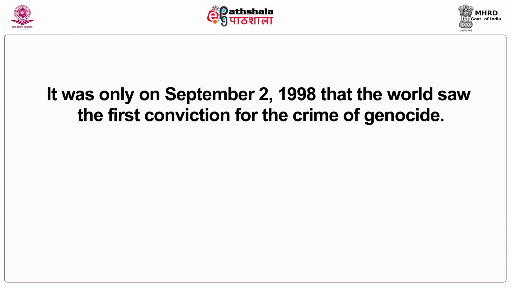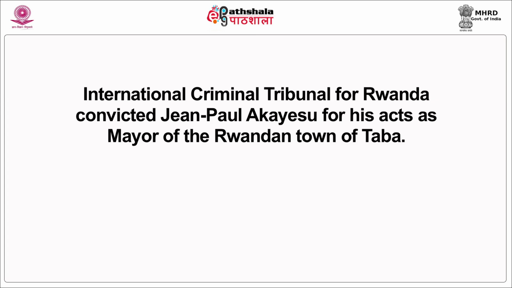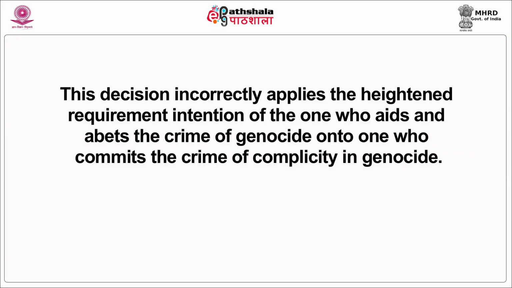It was only on September 2nd, 1998 that the world saw the first conviction for the crime of genocide. The International Criminal Tribunal for Rwanda convicted Jean-Paul Akayesu for his acts as mayor of the Rwandan town of Taba. However, recent decisions of both the tribunals, the ICTR and the ICTY, have understandably, but perhaps erroneously, determined that complicity in genocide is merely a form of liability for the crime of genocide and not a crime in and of itself. These decisions incorrectly apply the heightened requirement of intention of the one who aids and abets the crime of genocide onto the one who commits the crime of complicity in genocide.